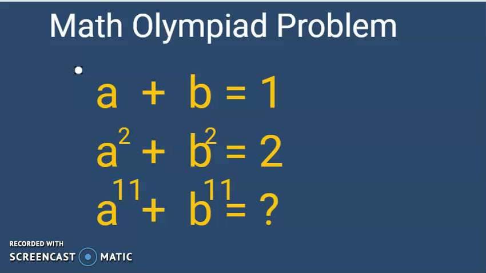Today's question is from Math Olympiad. The question is, if a plus b equals 1 and a square plus b square is equal to 2, then what is the value of a raised to power 11 plus b raised to power 11? So let us see how to solve this question.